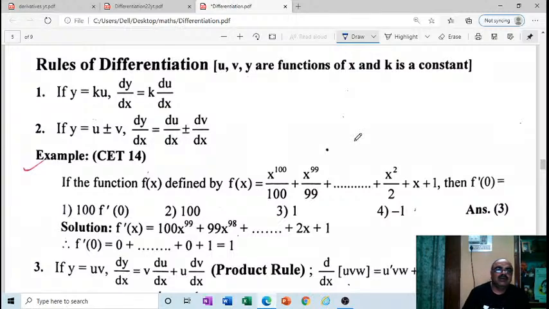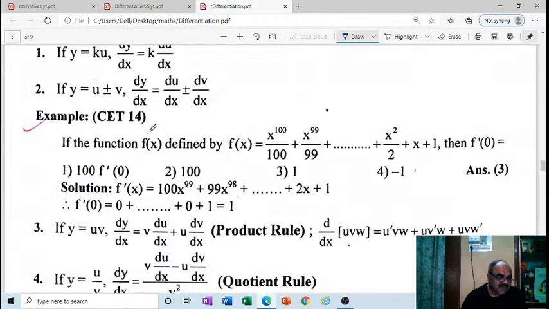Rules of differentiation. If y is equal to k into u, dy by dx is k into du by dx. If y equals u plus or minus v, dy by dx is equal to du by dx plus or minus dv by dx.